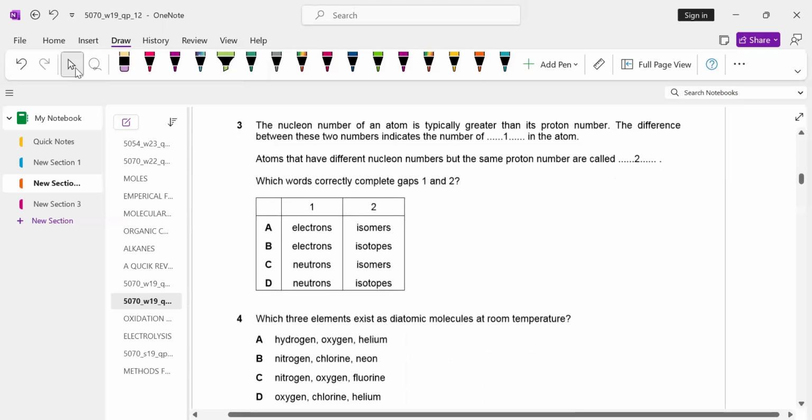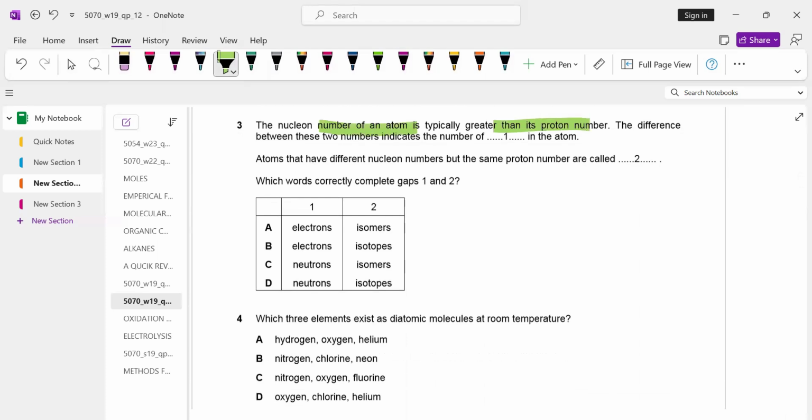Then question number 3, the nucleon number of an atom is typically greater than its proton number. So the nucleon number is greater than the proton number, and the difference between these two numbers indicates the number of blank in the atom. Atoms that have different nucleon number but have the same proton number are called blank. So let's read out the options. The atoms that have different nucleon number, same proton number are known as isomers. Oh no, sorry, they are known as isotopes.